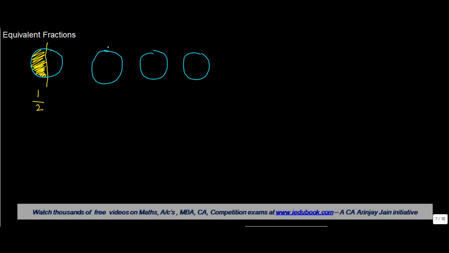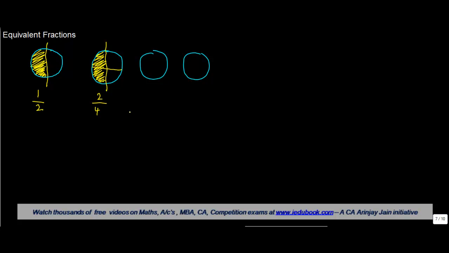Now let me divide this second cake into 4 equal parts. Okay, and I shade two parts, effectively shading half of the cake. So now if someone were to ask me what is the shaded portion, it represents 2 out of 4 parts of the circle.